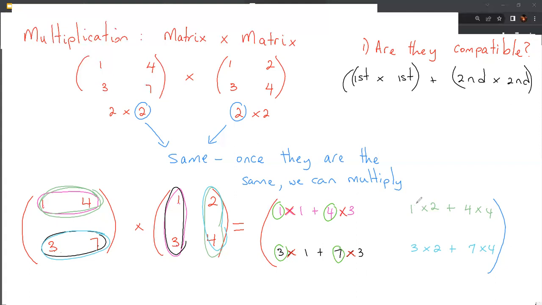Again, look at it here. 1, 4. Let me change the color. 1, 4, 3, 7. And then for the second digit, these will be the same. See? So the numbers after the multiplication sign are the same. So 1 and 1, 3 and 3, 2 and 2, 4 and 4.